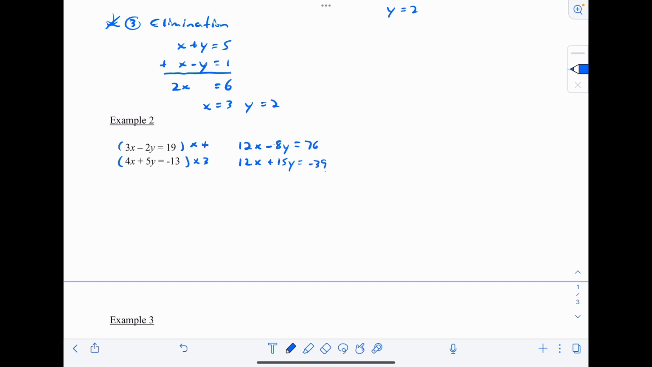So again, now that I've got the 12x and the 12x, in this case, because they're the same, I'm going to subtract the two equations. The x's cancel out. -8y minus 15y is -23y. And then 76 minus -39 is a positive 115. Dividing by -23, y is -5. And again, tossing that back into either of the equations and solving for x, x then will be a positive 3. So my solution is 3, -5. You can give your solution as an ordered pair like that, or just simply leave it as x equals 3, y equals -5. Either one is perfectly acceptable.